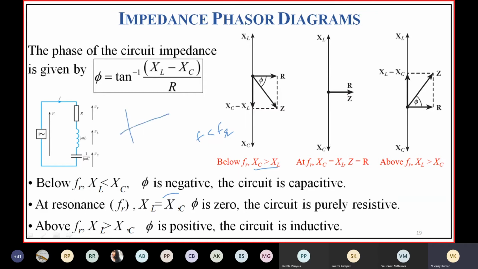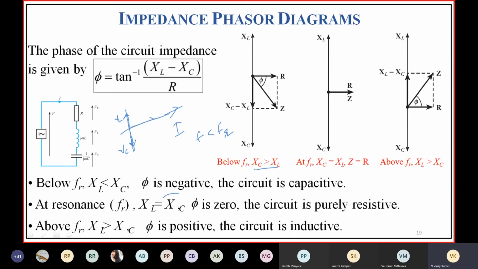Okay, RLC circuit. Take I as the reference vector. This will be VL. VL leads I by an angle of 90 degrees. VC lags I by an angle of 90 degrees. Right? So here XC is greater than XL, which means VC is greater than VL. Then we can have this.